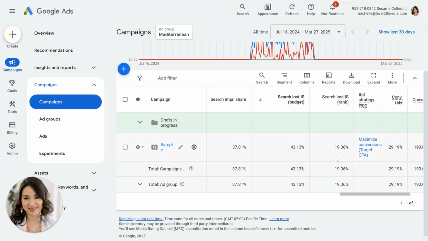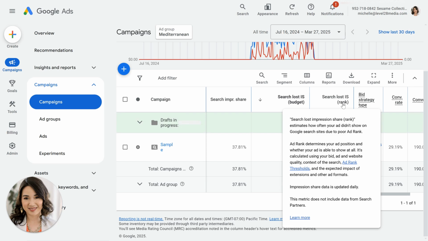Here it's not too bad, meaning that I could try to improve my ad rank, and we'll talk about how to improve your ad rank in a little bit. But if it's above 20% on your search impression share loss to rank, you're definitely going to want to look at how you can improve your ad rank. How do you improve your ad rank?